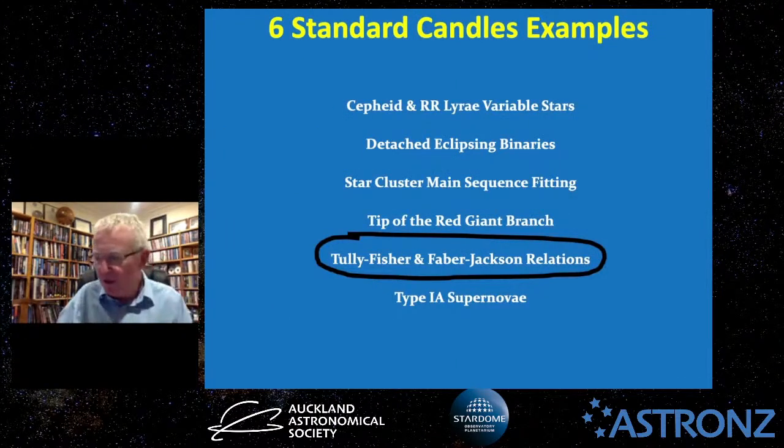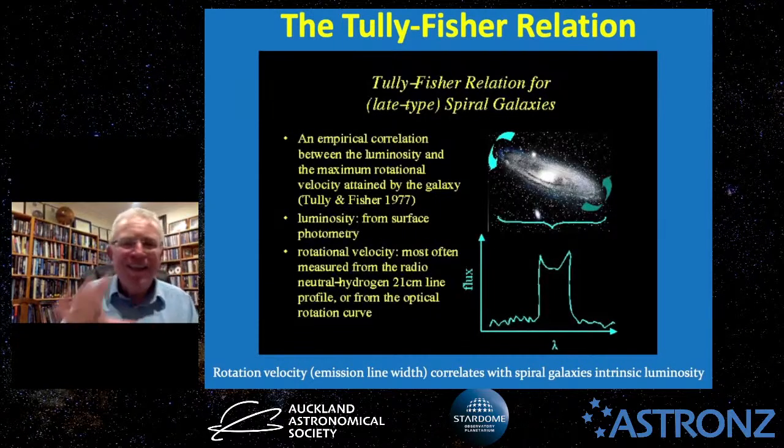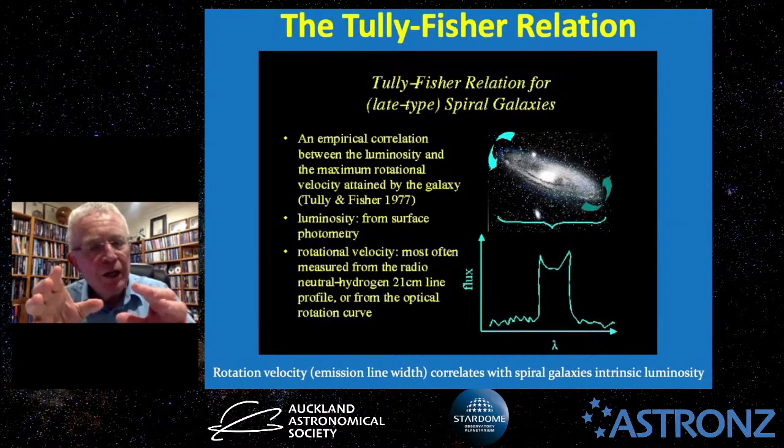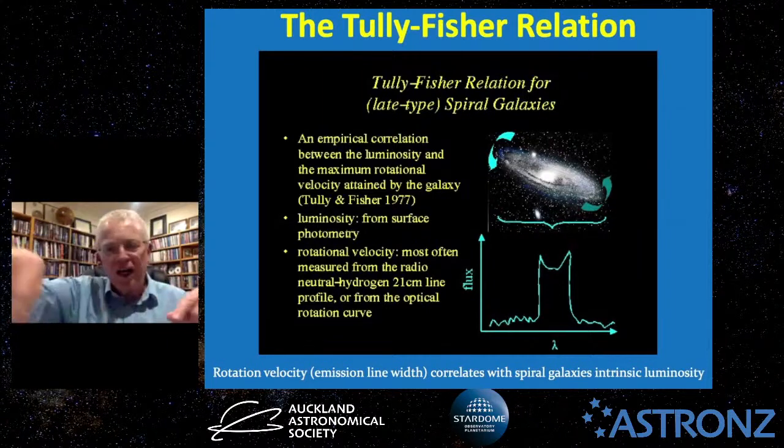So that's pretty cool. That's something a little bit different, another way of doing it. So let's look at another couple of methods, the Tully-Fisher and Faber-Jackson relations. The bottom line is these are two methods to work out the distance to faraway galaxies, both spiral and elliptical galaxies. And what they do is with a spiral galaxy, they try and measure the speed at which stars rotate around the center of the galaxy.